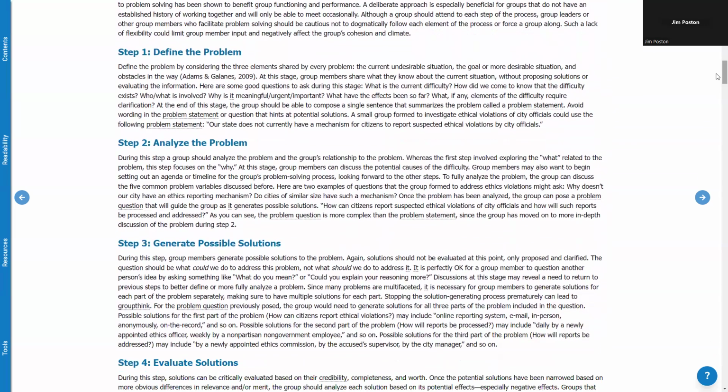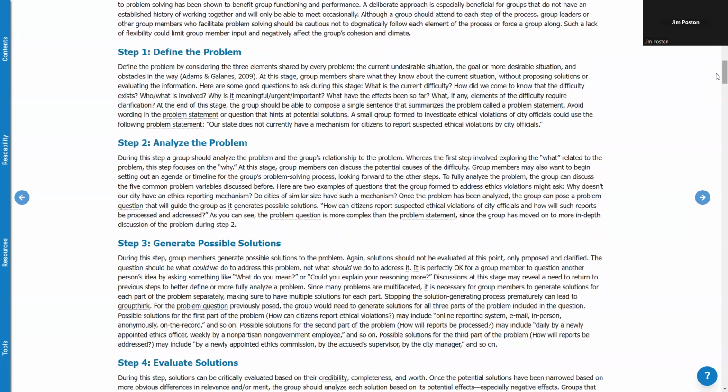Step 1: Define the problem. Define the problem by considering the three elements shared by every problem: the current undesirable situation, the goal or more desirable situation, and the obstacles in the way. At this stage, group members share what they know about the current situation without proposing solutions or evaluating the information. Here are some good questions to ask during this stage.